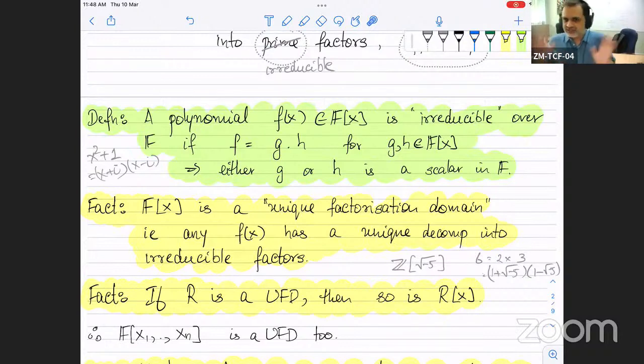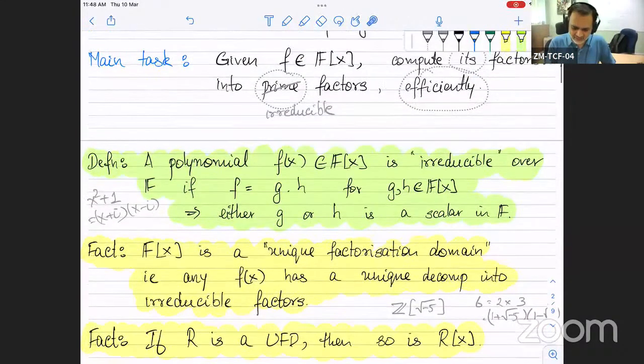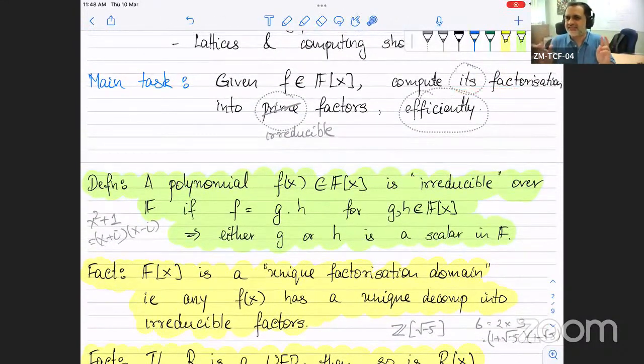Okay, so at this point, this is just to tell you that when we are talking about computing its factorization, this is a legitimate question because there is, in some sense, a well-defined answer, and it's that answer that we are trying to compute.